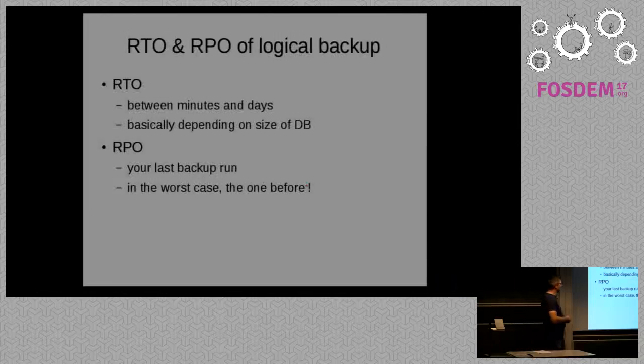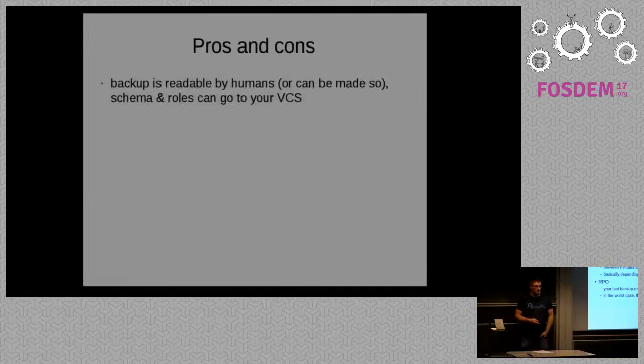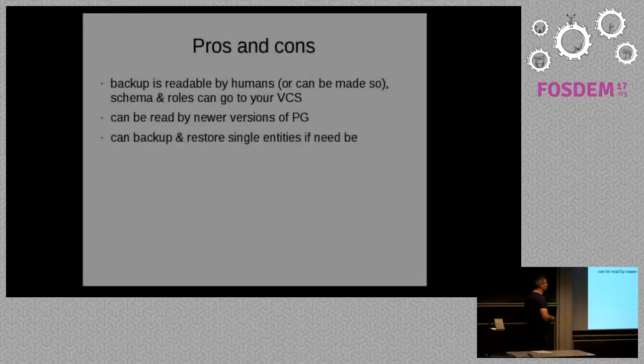Mind you, disaster strikes, right? Pros and cons. It's readable by humans. You can, like pg_dumpall, dump your schemas and roles on a regular basis and just put them into Subversion or Git or whatever so that you have it documented, right? A pg_dump file can be read by newer versions of Postgres. So if you have a pg_dump backup of your Postgres 8.4, you can easily read that into a 9.6 or 10 and go on. Yeah, you can back up and restore single entities like tables, schemas, databases, and restore them separately.